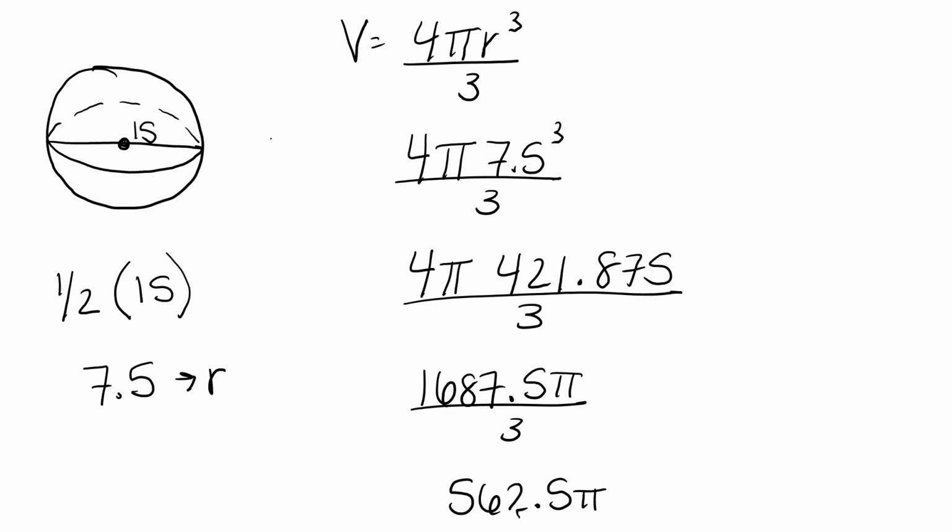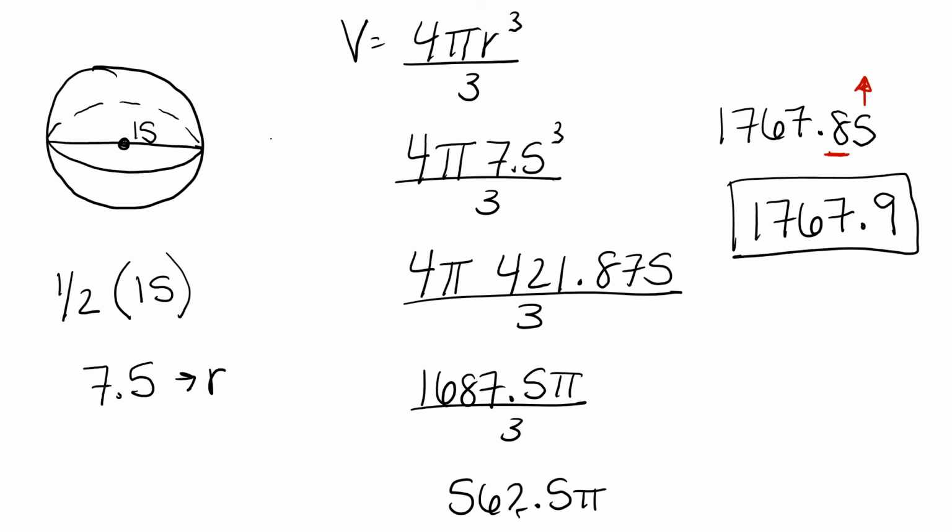And then we multiply by pi. The directions tell us to use 22 over 7. And so when we multiply, we end up at 1767.8571, on and on. The last step is to round because the directions tell us to round to the nearest tenth. 8 is in the tenths place. 5 tells us to round up. So we end up at 1767.9 as our final answer.